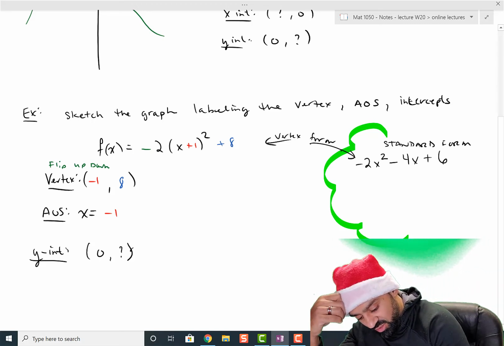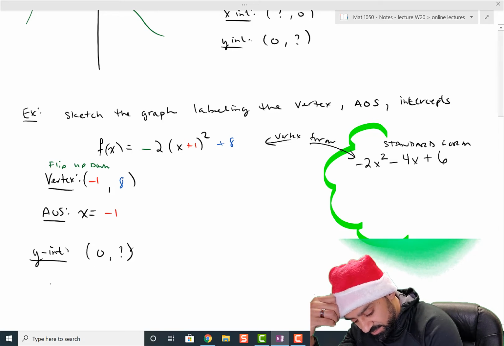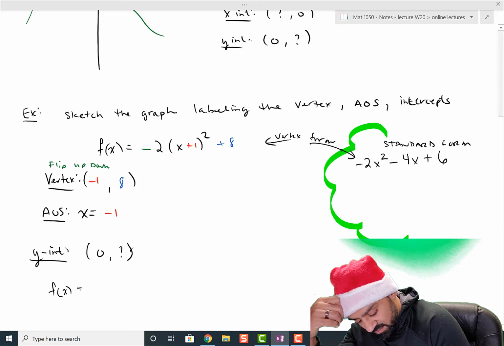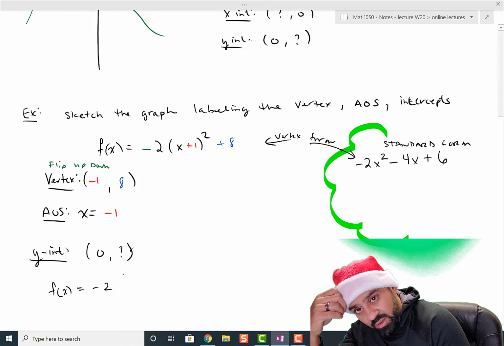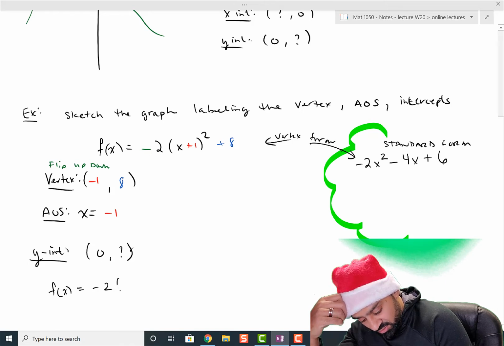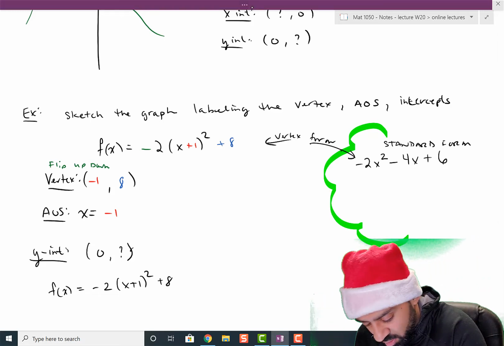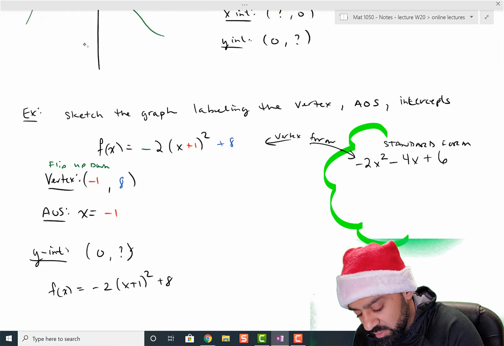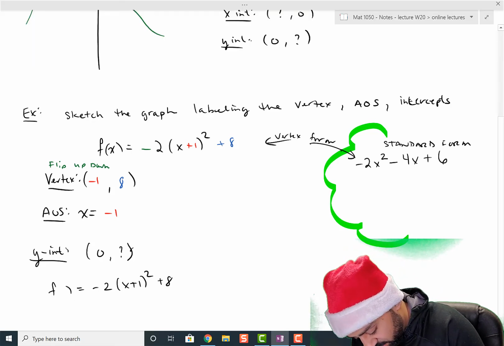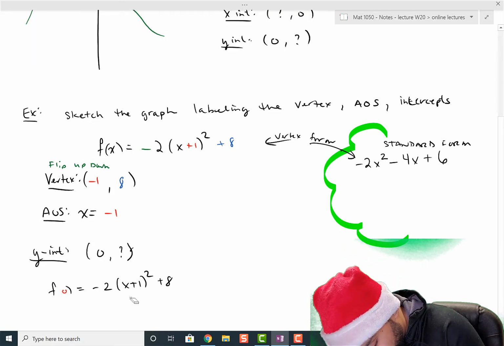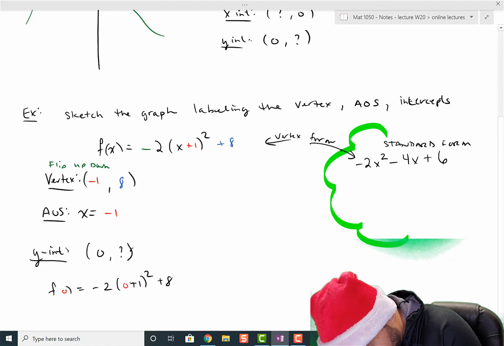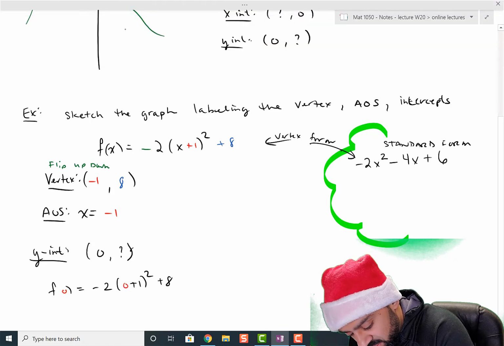Well, if we have a function that looks like f of x equals -2(x + 1) squared + 8, and I'm making my x's 0, that means plug in 0 everywhere, right? That's fundamentally what I'm going to do. Literally, you're going to see me plug in 0 for everything. All right, now let's grind through it and see what we get.